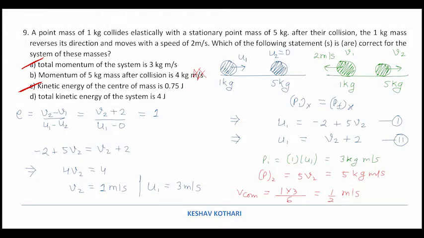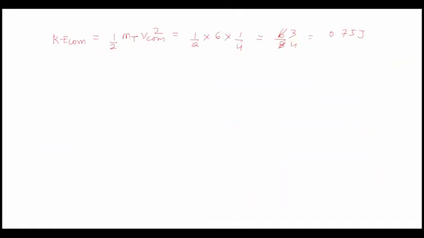The total kinetic energy of the system. So if we calculate the total kinetic energy of the system initially, then it will be equal to half into 1 into 3 squared, that is 9. So we will obtain 9 by 2, that is 4.5 joule. So it is not matching with the option. So for this we say that options A and C are the correct alternatives for this particular problem. So let us move to the next problem.